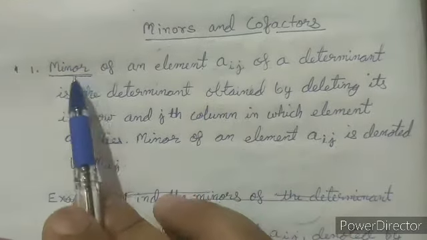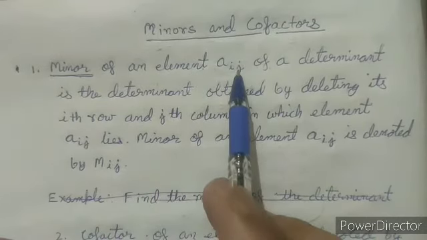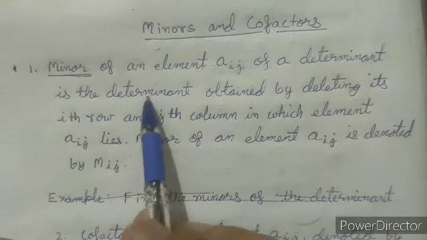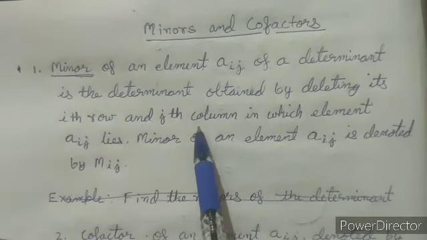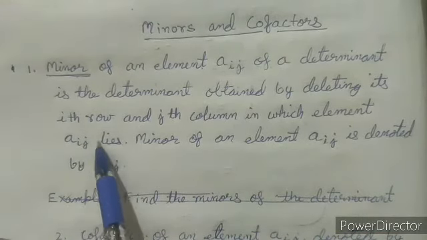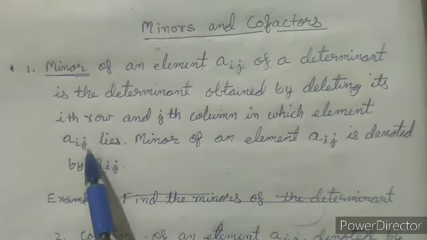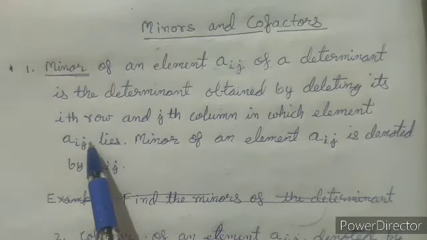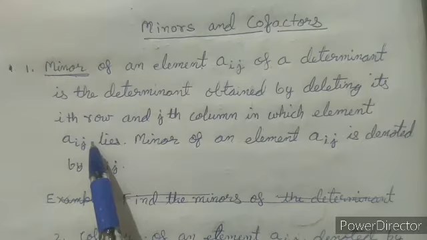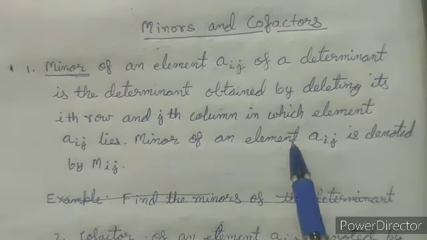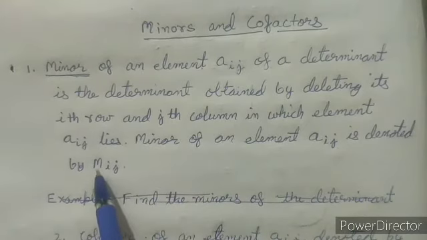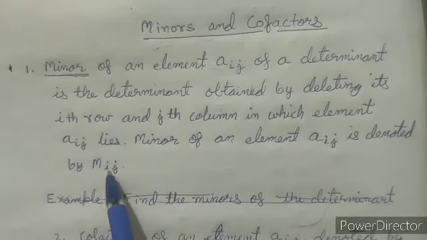Minors and cofactor. Minor of an element aij of a determinant is the determinant obtained by deleting its ith row and jth column in which the element aij lies. That means in order to find the minor of any element, we will eliminate its row and column. Now, minor of an element aij is denoted by capital Mij, that is minor of ij.